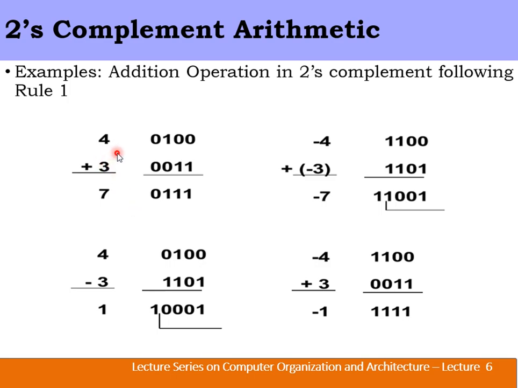Now the first example is 4 plus 3. 4 plus 3 is going to produce the result 7. So you can add the numbers. 0 plus 1 is 1, 0 plus 1 is 1, 1 plus 0 is 1, 0 plus 0 is 0. So there is no carry generated outside. So 0111 is the sum of 4 plus 3, which is nothing but 7.